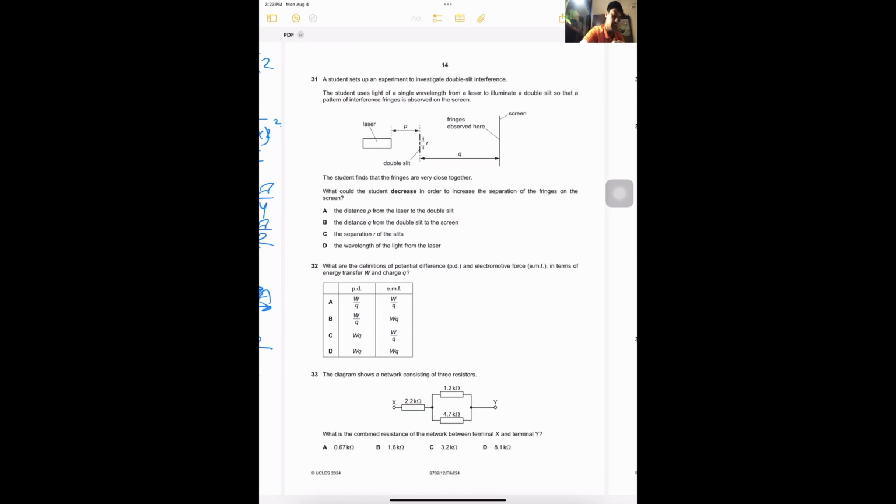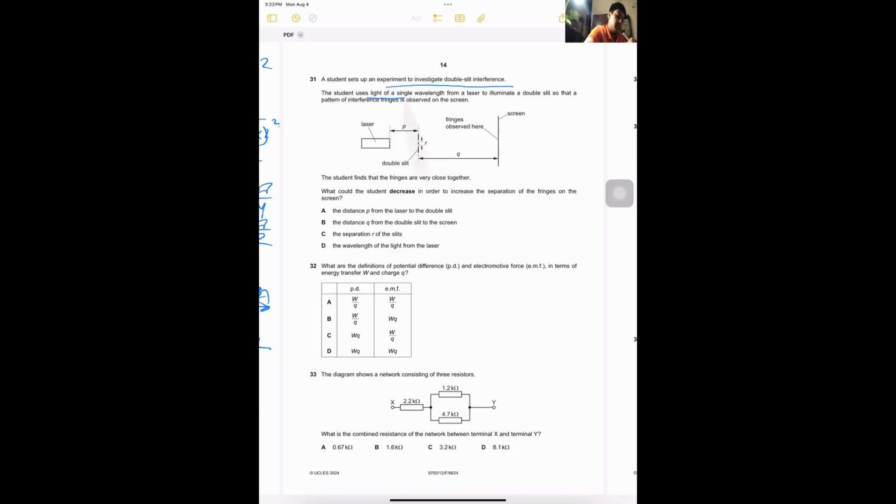So the next question now, question number 31. A student sets up an experiment to investigate double slit interference. The student uses light of a single wavelength from a laser to illuminate the double slit so that a pattern of interference fringes is observed on the screen. You can see the setup. The student finds that the fringes are very close together. What could the student decrease in order to increase the separation of the fringes on the screen?